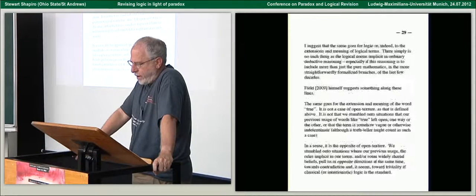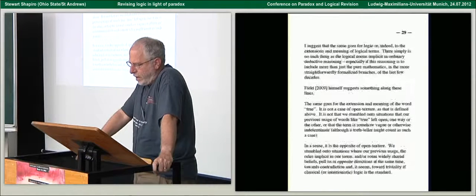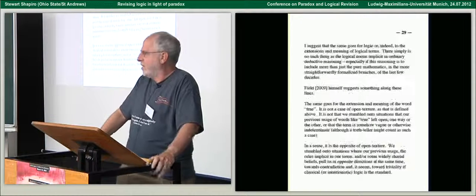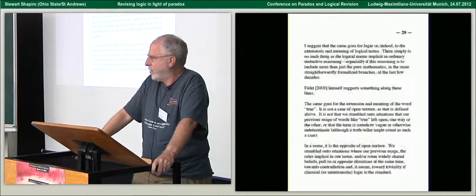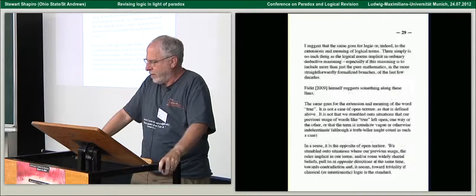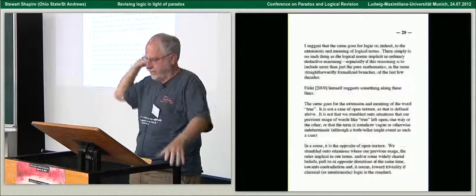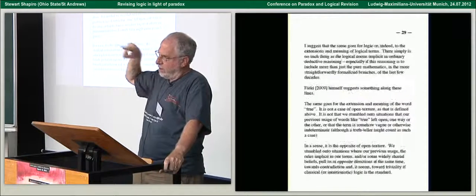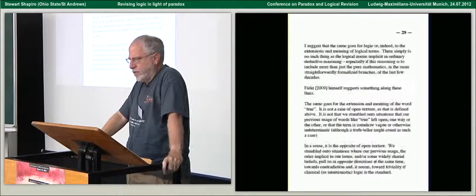All right, now the same goes for the extension and meaning of the word true. It's not a case of open texture, in the sense that we found cases that, well, maybe it is, but it's not only that. You might think of it as a case of open texture with the truth teller. We come across a sentence that doesn't seem to fit one way or another, but we also came across situations where our previous usage is pulling us in opposite directions. So we end up with open cases and conflicting cases. So in a certain sense, it's the opposite of open texture.